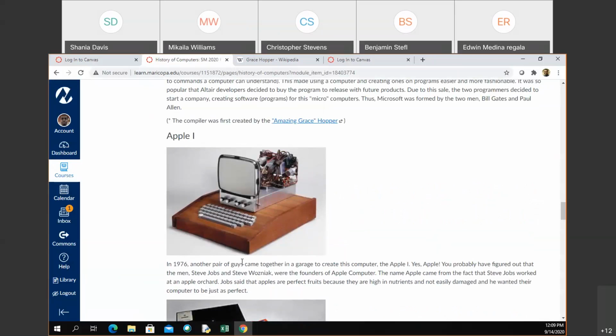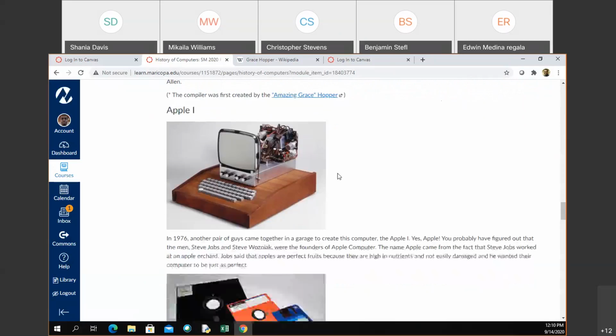And so they created this in the garage. They called it Apple because Steve Jobs was working at an apple orchard. And he said that apples were the perfect fruit because they had so many nutrients and weren't as easily damaged. And so the computers they created would have everything they needed and wouldn't be easy to damage. That was his motto for them. So, yeah, that's why he called it Apple.